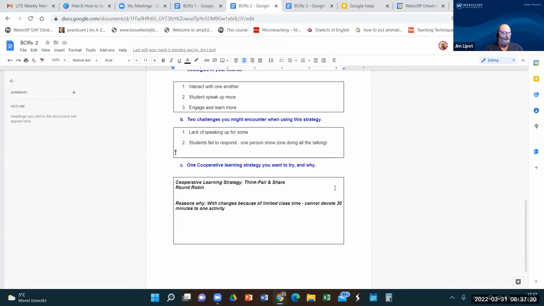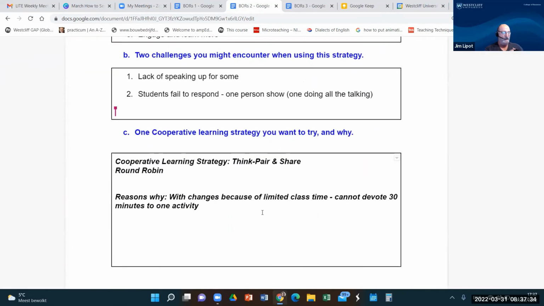Cooperative learning strategies that were discussed that they want to try are both the think, pair, and share and a round robin. And doing these, they follow everything that has already been said, but we're going to be doing them with changes because we cannot simply devote 30 minutes to one activity. Perfect. Thank you so much for sharing that, Professor Lippert.